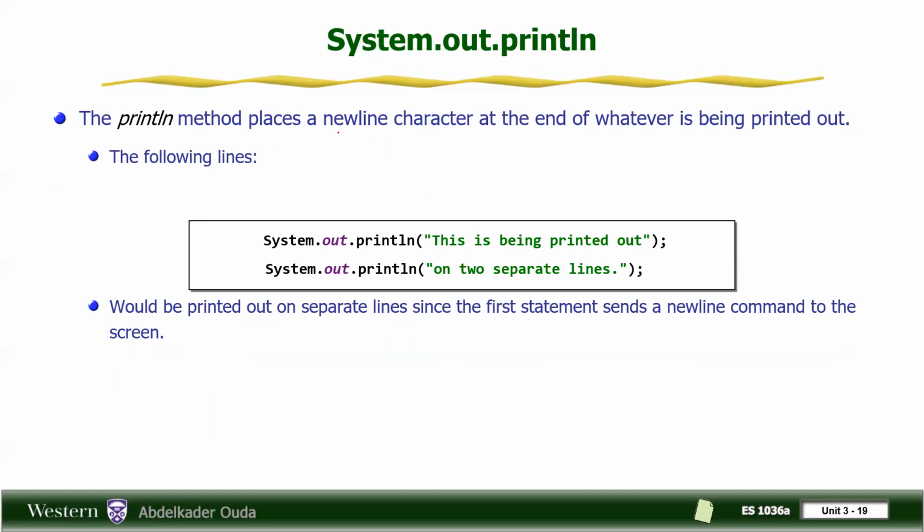The println method places a new line. So when you say println, wherever the cursor is, it will move to a new line and start printing. Since we use println here, this is being printed out on two separate lines. This string will be in one line and this string will be in another line. Println normally starts printing on a new line. The second string would be printed out on a separate line since the first statement sent the new line command to the screen.